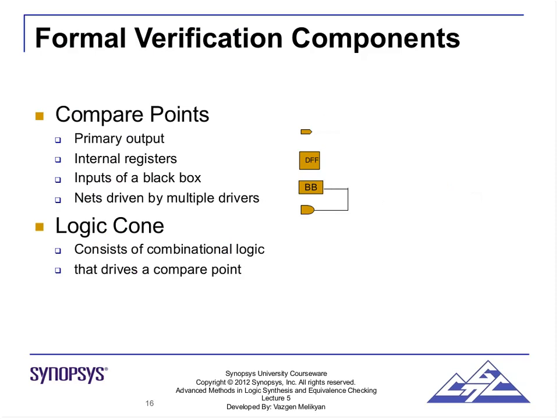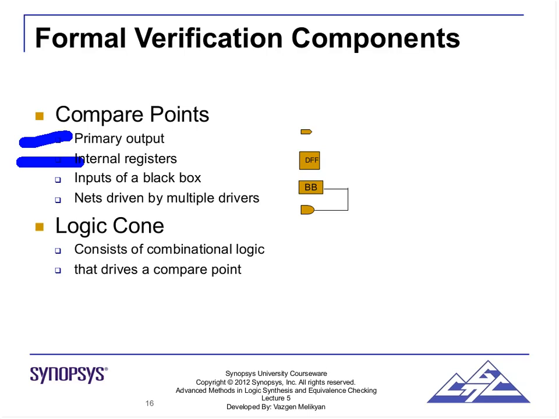Now let's look at the formal verification component. Similar to the way PrimeTime or Design Compiler breaks your design into timing paths, Formality will break the design into compare points. What are the compare points? Compare points are the design nodes at which the functionality is compared. It is the primary outputs, internal registers, that means the D pin of the register, the clock pin of the register, and so on. Inputs of black boxes, we will see what black boxes are. Nets driven by multiple drivers. So these are the compare points.